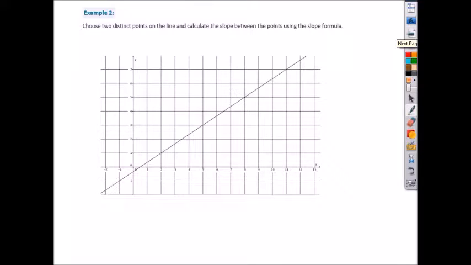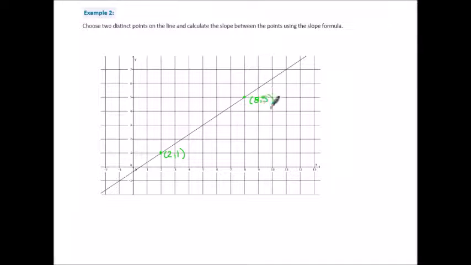So let's hit example 2. So we want to choose 2 distinct points on the line and calculate the slope between the points using the slope formula. So when we look at the line, we want to pick a point on the line where it intersects with 2 of our lines from our coordinate grid. So I'm going to pick this point right here, which is 2, 1. And another point that intersects nicely is this point right here, which is 8, 5.